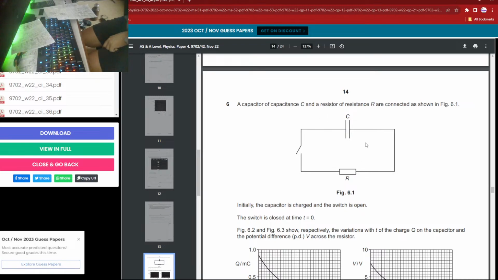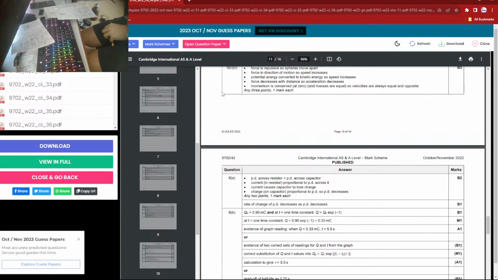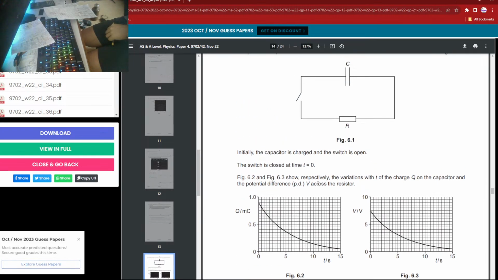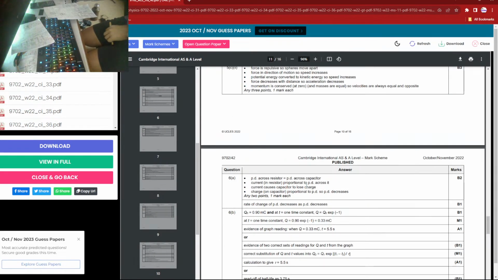Potential difference of resistor is equal to potential difference of capacitor. I did not write that down. No mark for that. Current in resistor is proportional to PD across it. I also did not write it down. Current causes capacitor to lose charge. Charge on capacitor proportional to PD, so PD decreases. I didn't write any of these though. Current causes capacitor to lose charge.